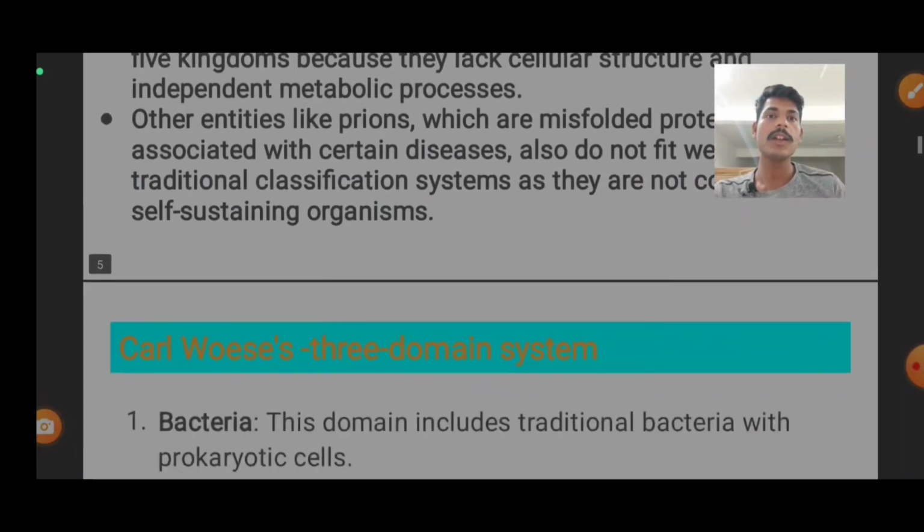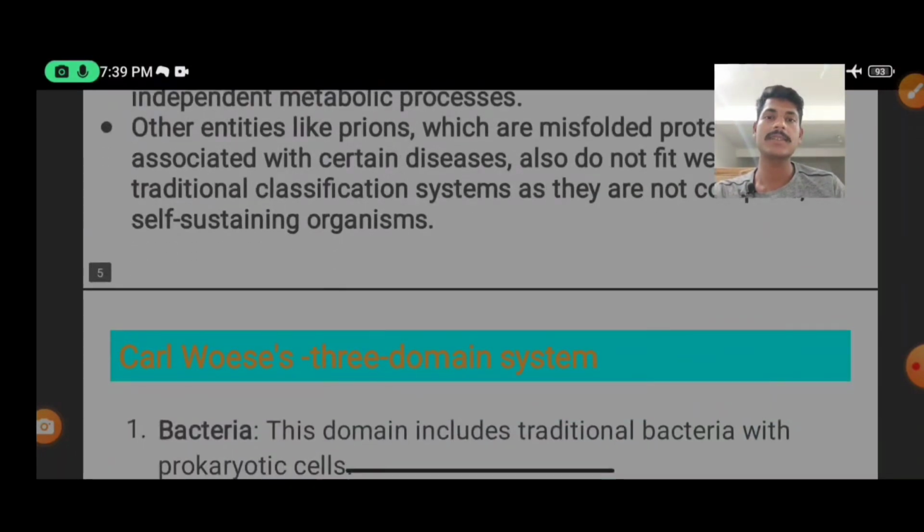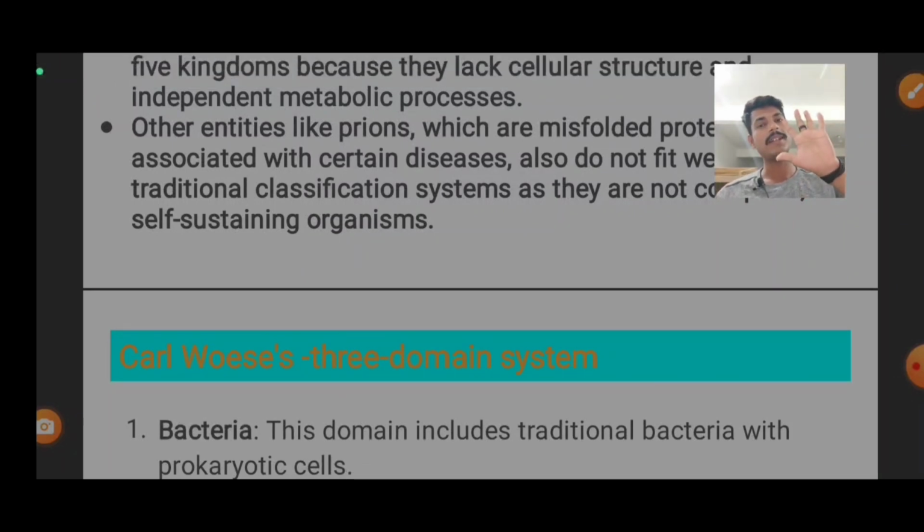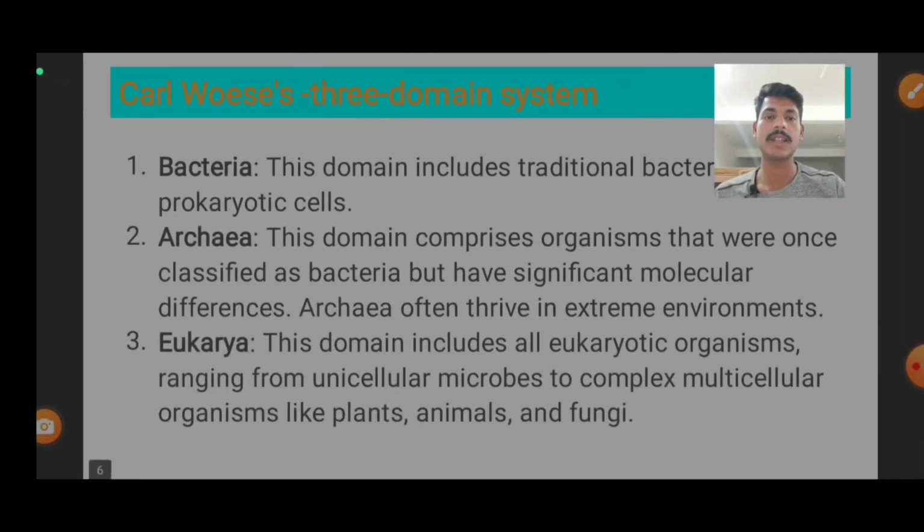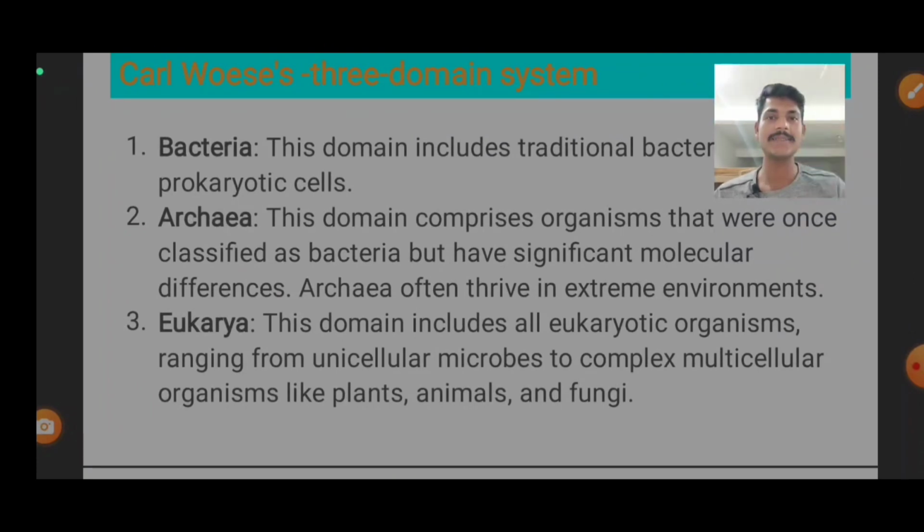So if I take the classification criteria, first is the 5 kingdom classification given by R.H. Whittaker: Monera, Protista, Fungi, Plantae and Animalia. Its drawbacks are, first, viruses, second, prions. Then come to Carl Woese. He classified all those organisms into 3 domains: the first one is bacteria, second one is archaea, and third one is eukarya. Clear? Okay.